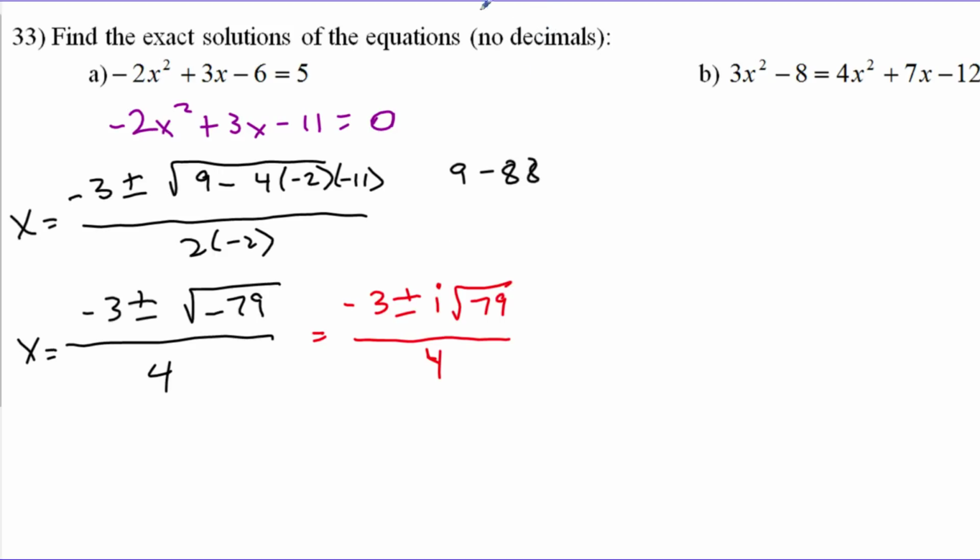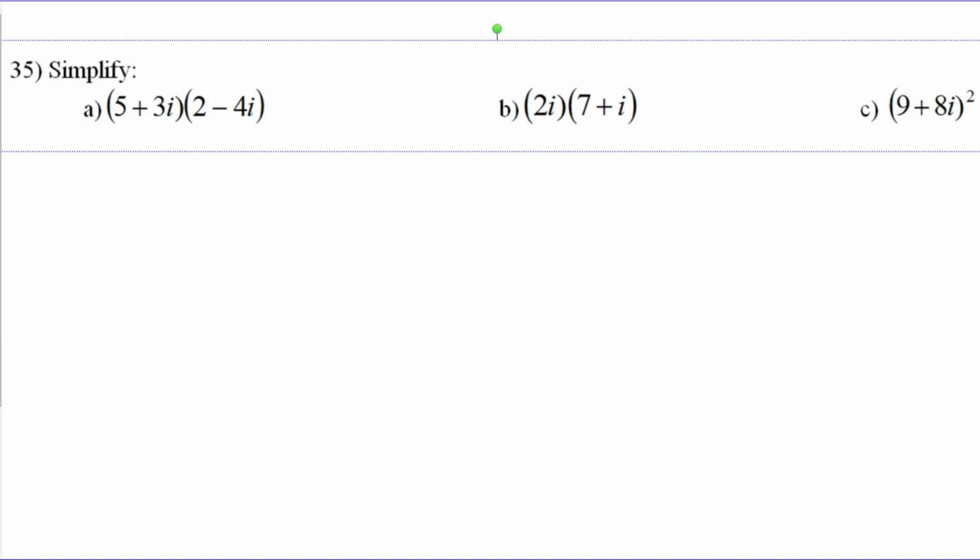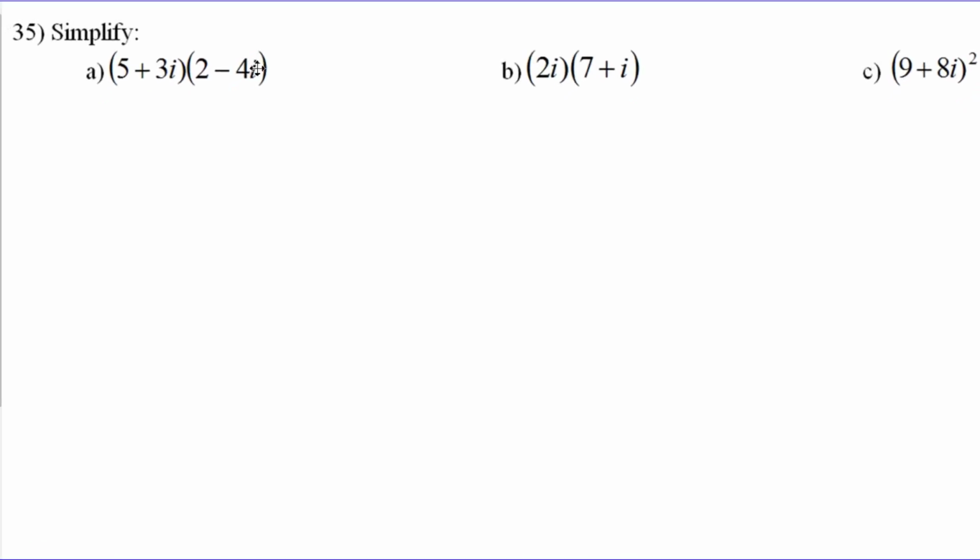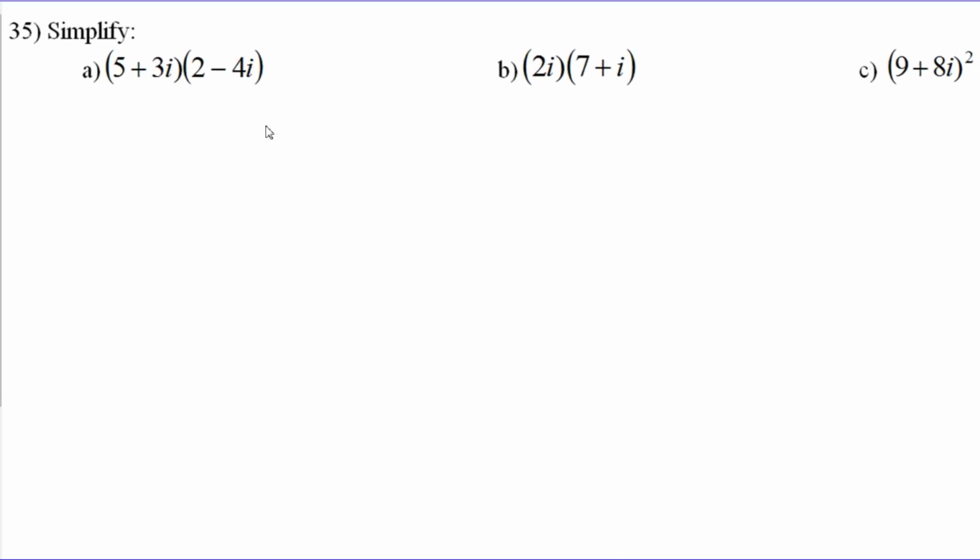Okay, letter B is exactly the same, so we're not going to do letter B. We're going to move on to problem number 35, which is now working with i and being able to simplify them. So we'll do a couple of these. First problem is asking us to multiply together these two complex expressions. So this is just FOIL to start.